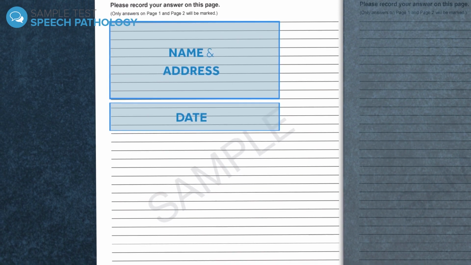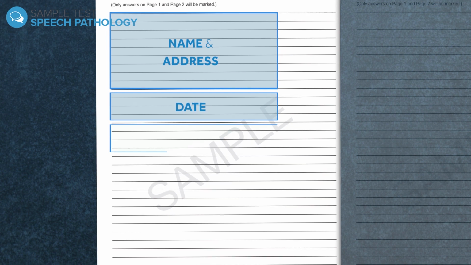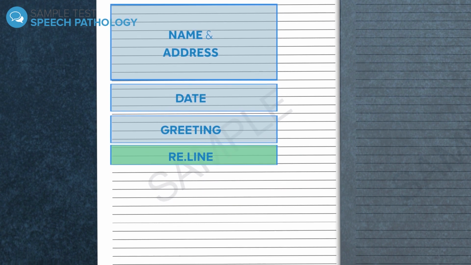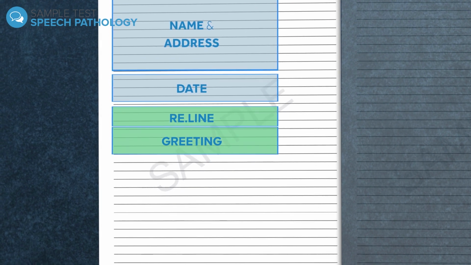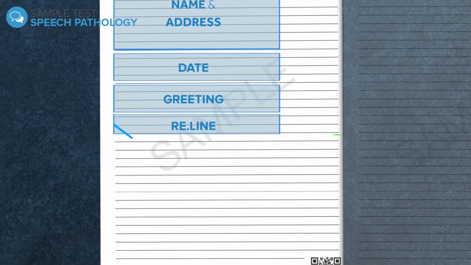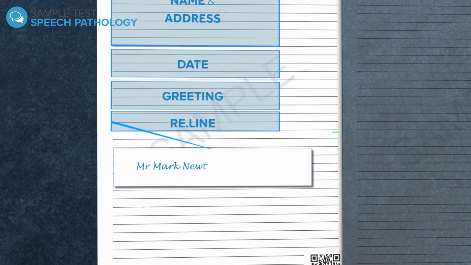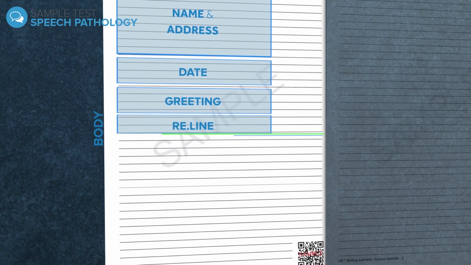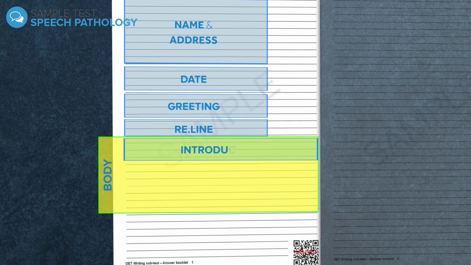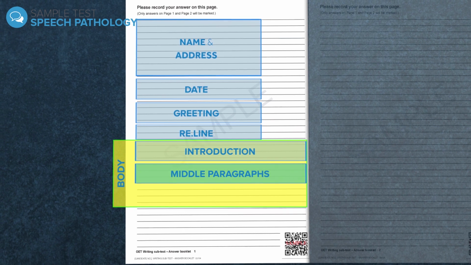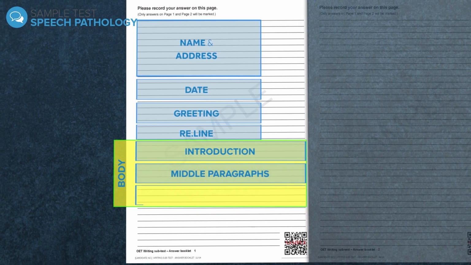August 2019. Next comes my greeting, Dear Dr. Jones, followed by the RE line. But remember, the order of the greeting and the RE line can be reversed if you prefer. For this RE line, it is Mr. Mark Newton, DOB 290888. Then will come the body of my letter, the paragraphs. The introduction introducing the reason for writing, then the assessment paragraph, the plan paragraph, and finally the recommendation paragraph.